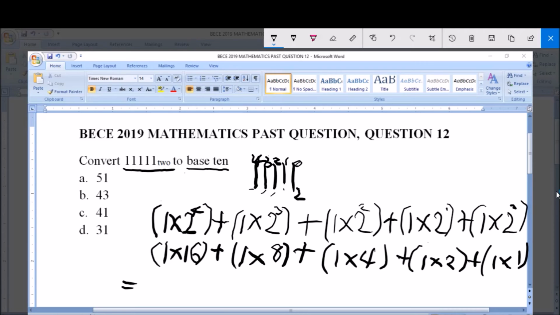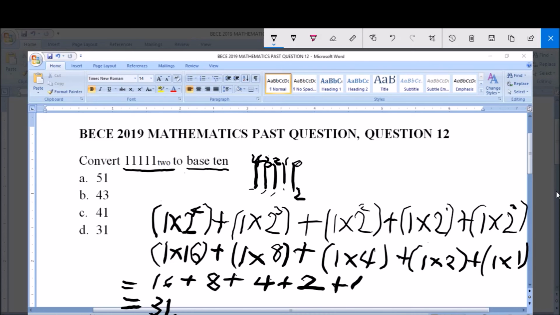Now let's continue. This is equal to 1 times 16, which is 16, plus 1 times 8, which is 8, plus 1 times 4, which is 4, plus 1 times 2, which is 2, plus 1 times 1, which is 1. Now let's add this up. 16 plus 8 gives us 24. 24 plus 4 gives us 28. 28 plus 2 gives us 30, and 30 plus 1 gives us 31. So our answer is 31 in base 10.